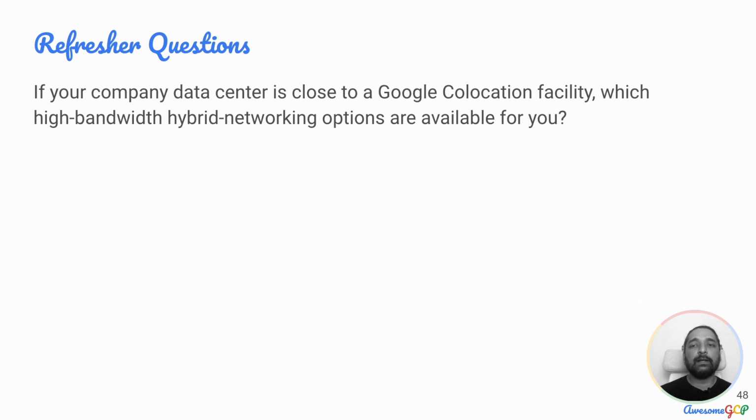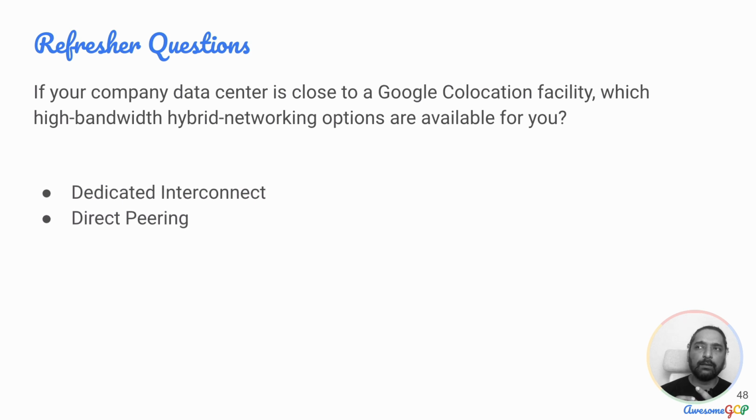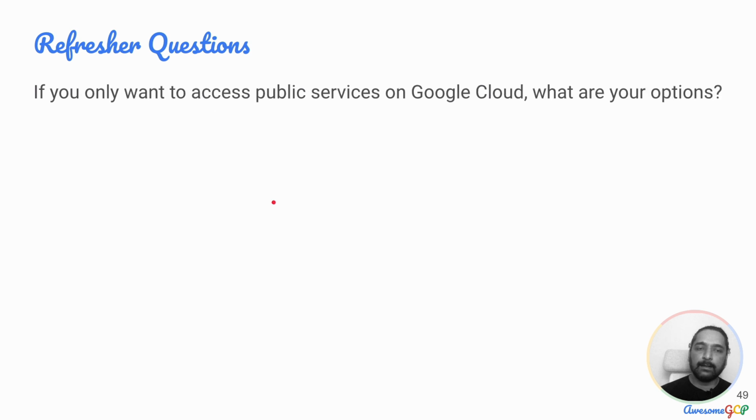And as a refresher, let me ask you a bunch of questions. If your company data center is close to a Google colocation facility, which high bandwidth networking options are available for you? The two that you should be thinking of would be dedicated interconnect and direct peering. When it requires a direct, dedicated connection, it's an exclusive line that you're drawing, and therefore it has to be to either a Google POP in the case of direct peering or to a Google co-location facility in the case of dedicated interconnect.